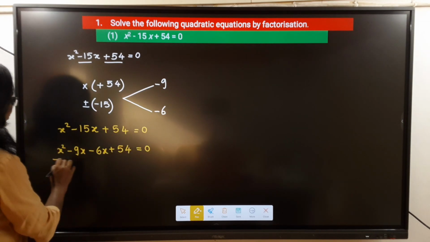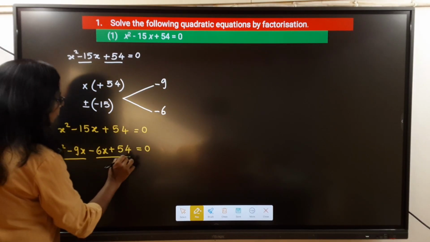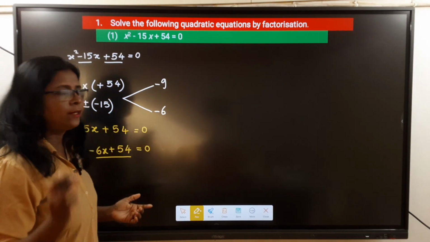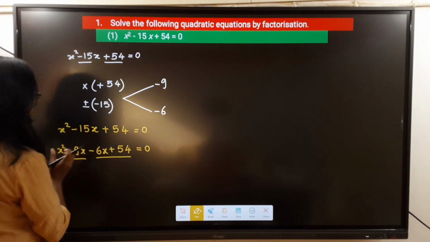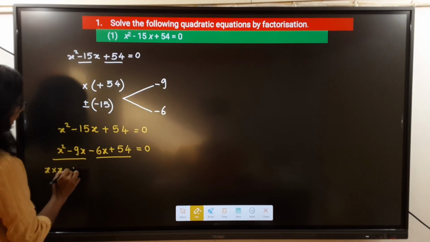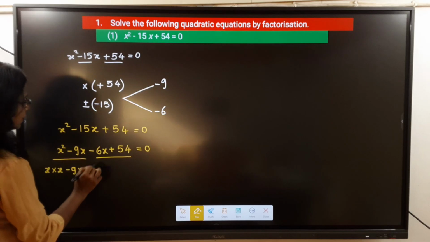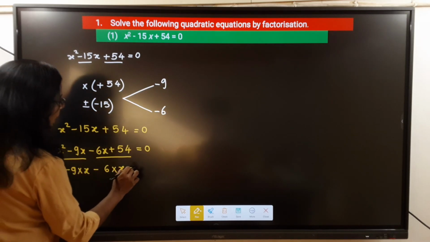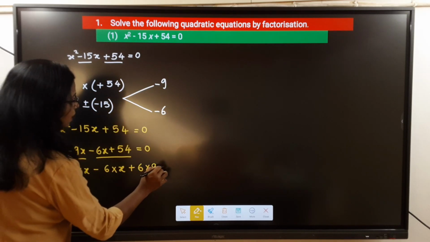Then I make two groups: the first two terms make one group, and the third and fourth terms make the second group. Then I factorize these two groups. So x multiply x minus 9 multiply x, minus 6 multiply x plus 6 multiply 9 is equal to 0.